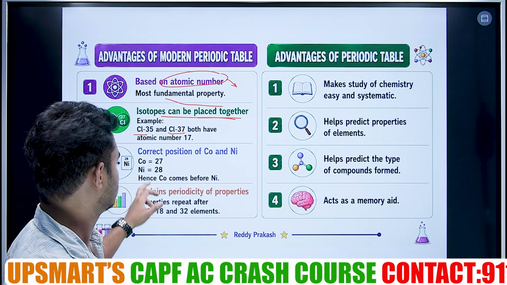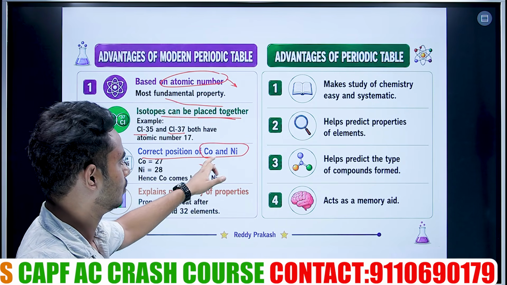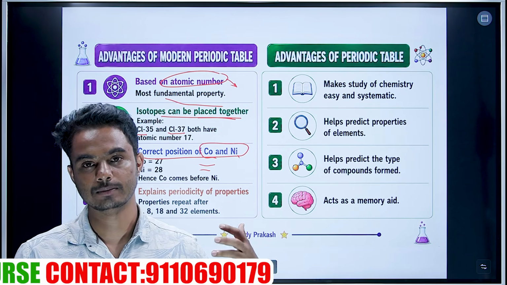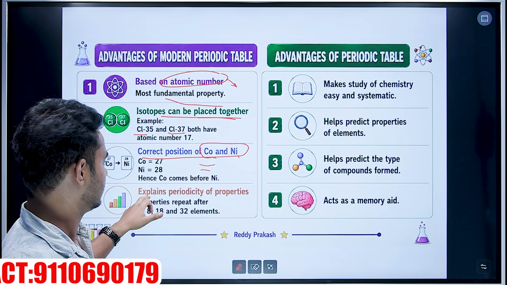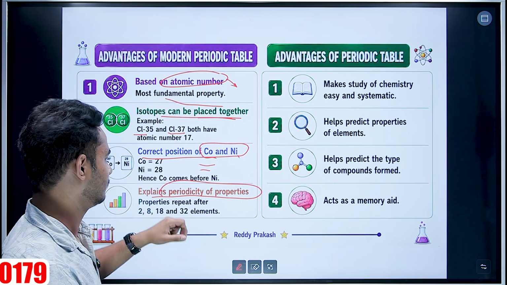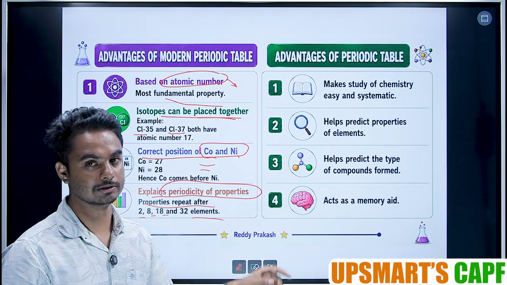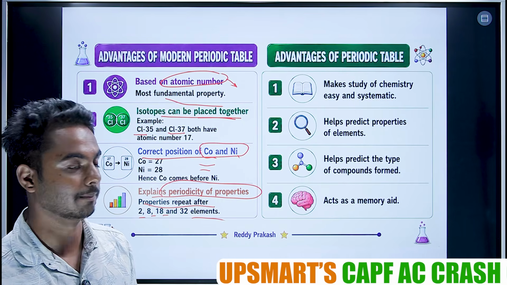Okay. Next, correct position of cobalt and nickel. Due to variation in atomic mass, Mendeleev made a mistake. Now it is corrected. Next, it explains periodicity of properties. That is, properties repeat after 2, 8, 18 and 32 elements. Properties are repeated after these numbers.